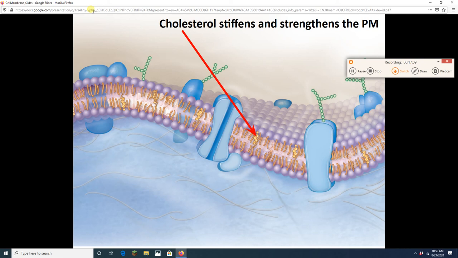Big brown thing in your abdominal cavity. Cholesterol makes sure that your plasma membrane isn't too liquidy. You don't want it to be too dynamic. You want a degree of strength and stiffness, and cholesterol gives you that.